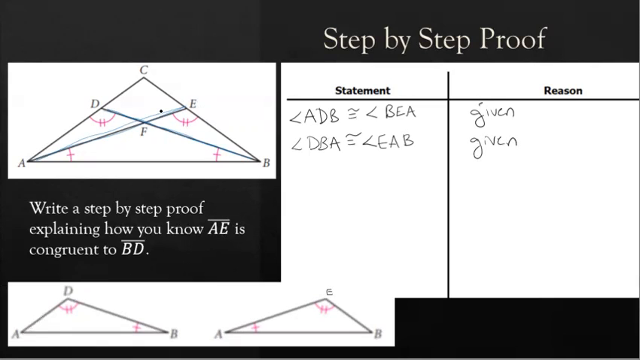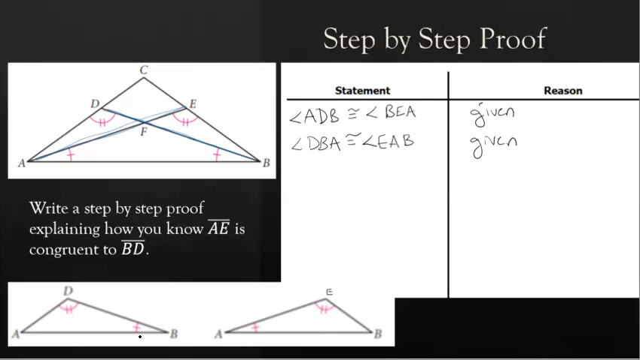So we want to know if AE is congruent to BD. If we can't prove that by itself, maybe we could prove that these two triangles are congruent, and then we could use the CPCTC. So what else would we need to prove that the triangles are congruent? Right now we have two angles. So we just need a side length. What side length could we use?